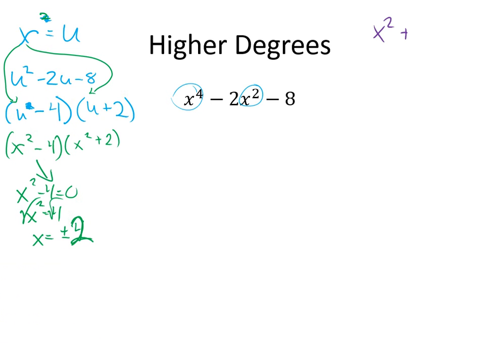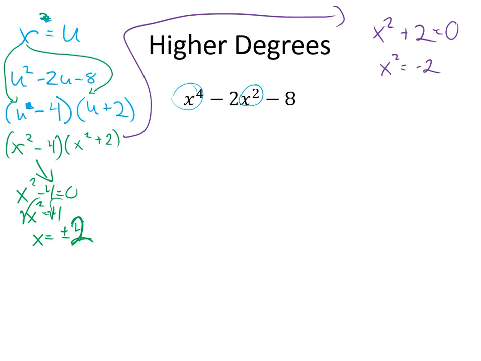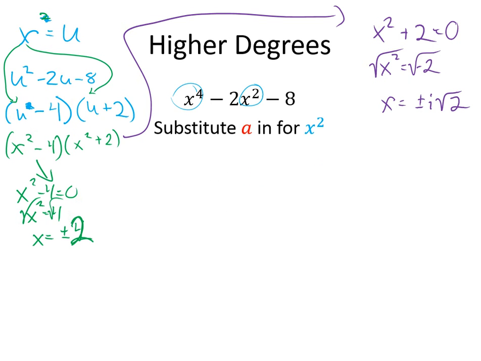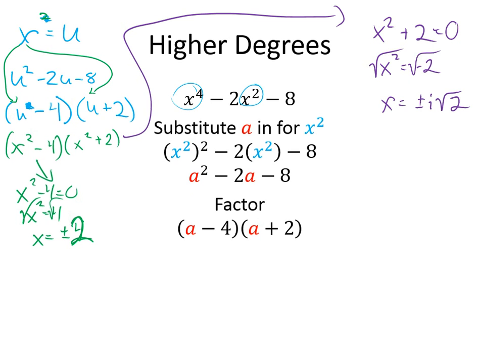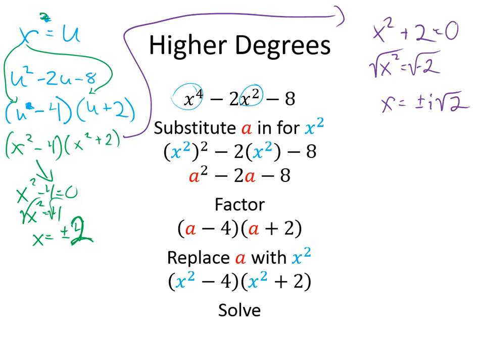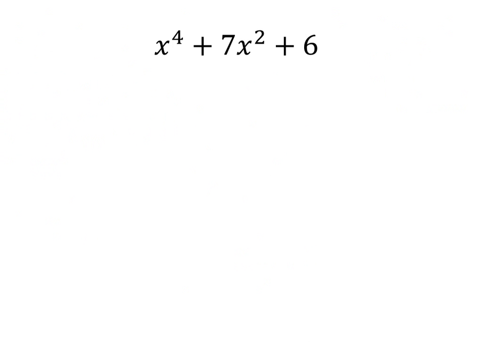We've got x squared plus 2, this one here, equals 0. Move the 2 over, gets us x squared is equal to a negative 2. Take the square root of both sides, getting us x is equal to plus or minus i root 2. And those would be our four solutions. So as you see in this case, I used a instead of u, but it's still the same. So you would plug in a variable to represent those x squareds and then solve it. This does take some time, and even people that have been doing this for a while forget to do this at times.